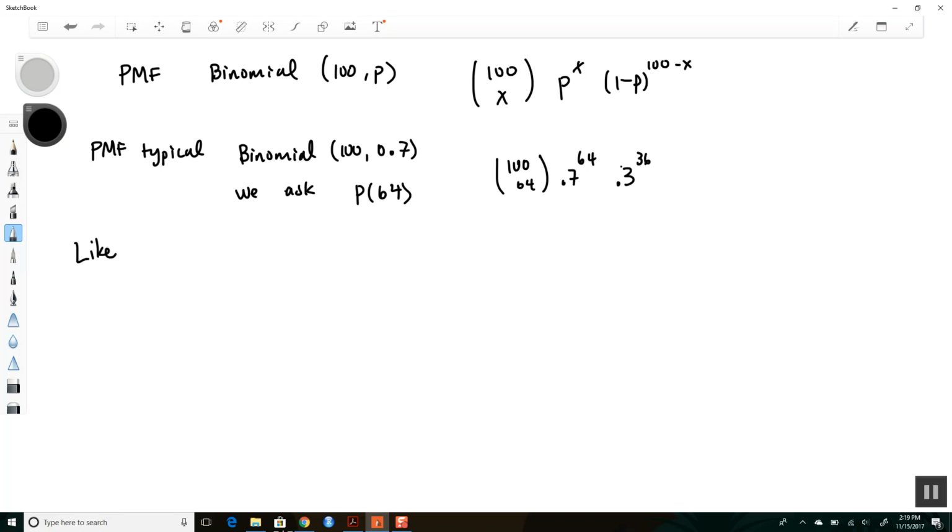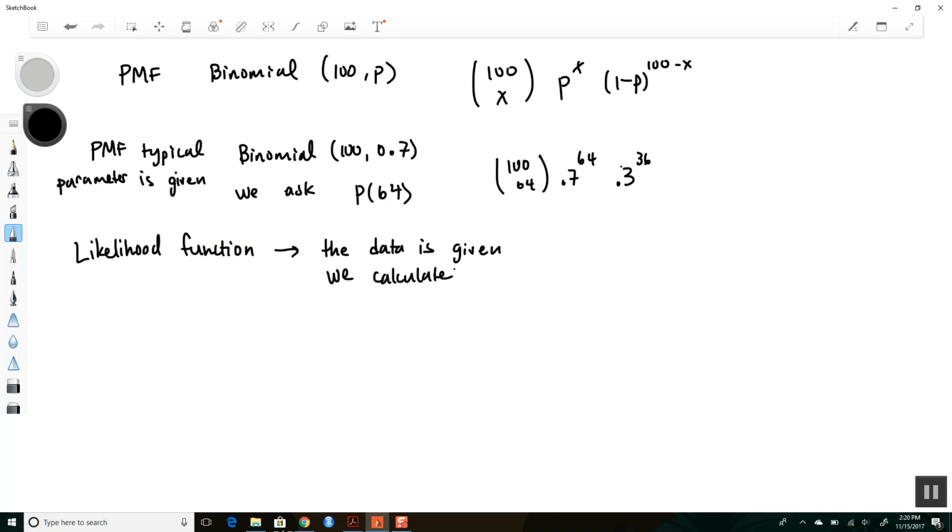Okay, the likelihood function in this case, the data is given. So in the PMF, the parameters are given, and we ask what's the probability of getting something. Okay, parameters are given. In the likelihood function, the data is given, and we calculate the probabilities as a function of the parameter.